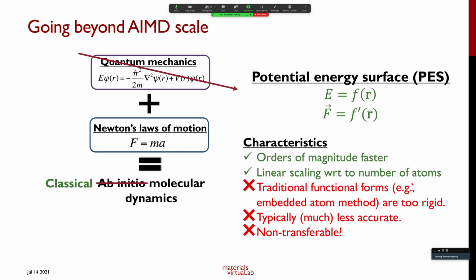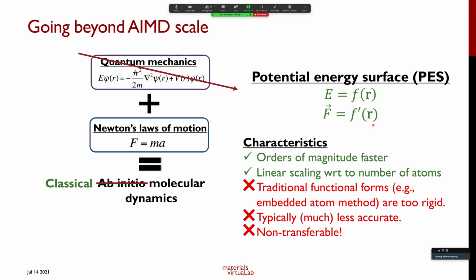So how do we actually go beyond the limitations of AIMD, right? To do so, we have to forego something, right? Essentially, we are going to let go of some of our strict electronic structure. So we replace this very, very expensive solution to the Schrödinger equation with some parameterization of the potential energy surface, right? In other words, what we need is basically some way to predict the energies and forces of the system with respect to the atomic positions, right?